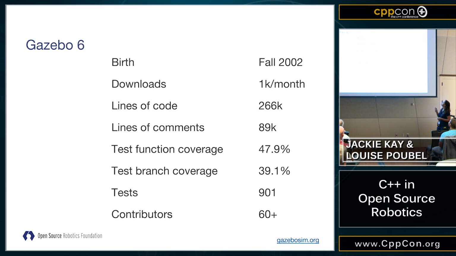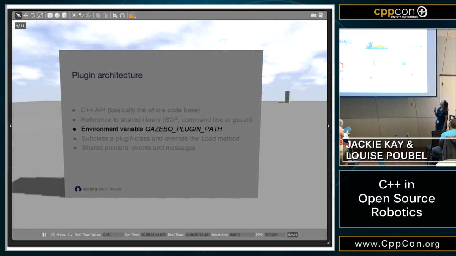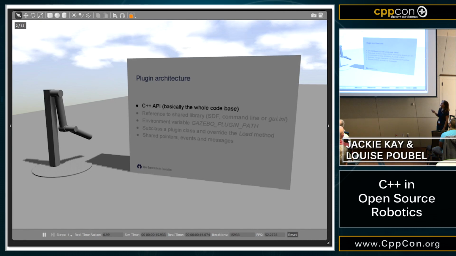We have about 1,000 downloads a month. It's a lot of lines of code, over 250K, lots of comments too. Function coverage is not as good as we would want, and this is something we're working on improving right now to make it more robust. And we have about 60 plus contributors from all around the world contributing back to Gazebo. Just for you to know what's happening.